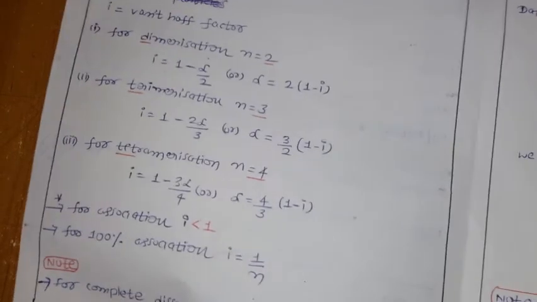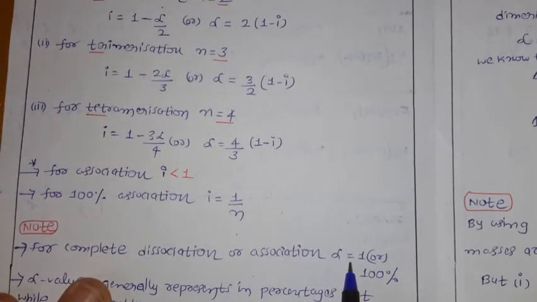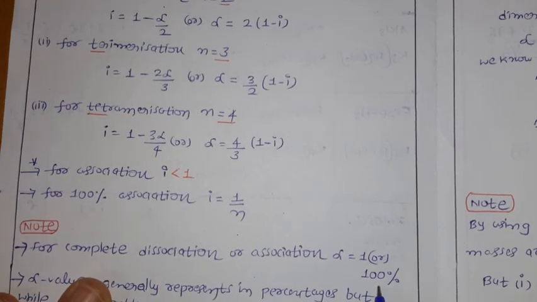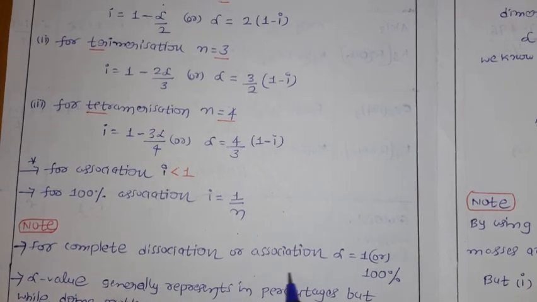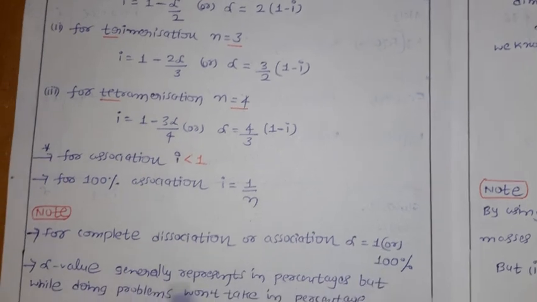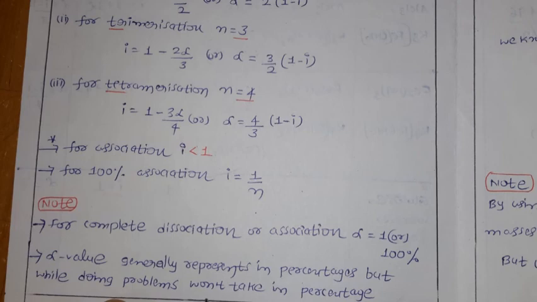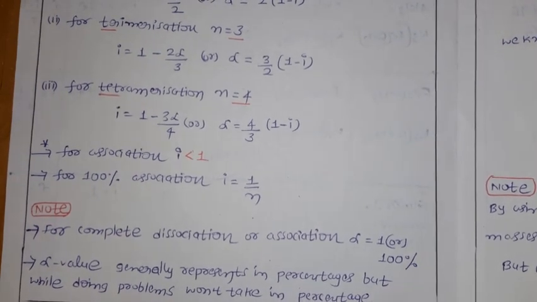Now note, for complete dissociation or association, alpha value is 1 or 100%. If you take it without percent, you simply write it as 1. So for complete dissociation or association, alpha equals 1. Alpha value is generally represented in percentage, but while doing problems we won't take it in percentage. Very, very important. So while doing numericals you should not take it in percentage. Okay, this is about the Van't Hoff factor.